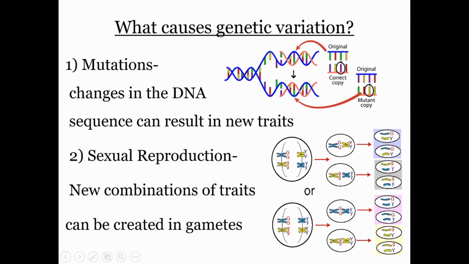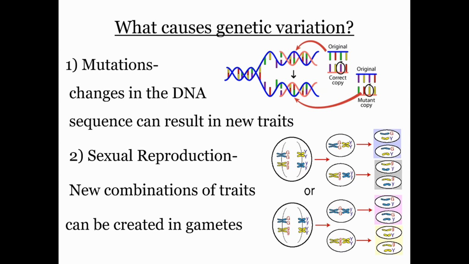So what causes the genetic variation that we see? The real root of all change and variation we see is mutation. A mutation is a change in the DNA sequence. And when we have that change, that can cause a new trait to show up.